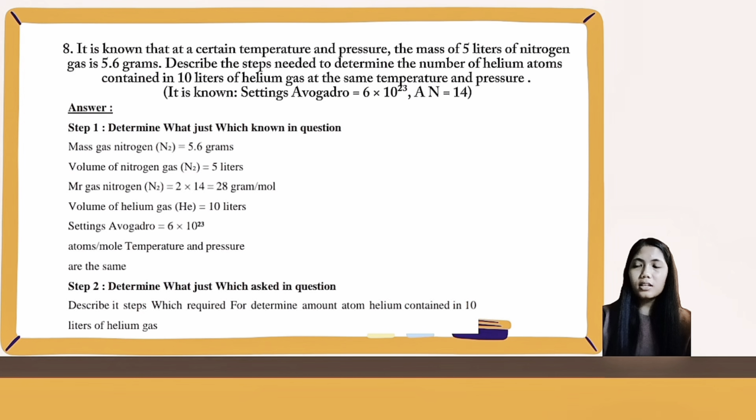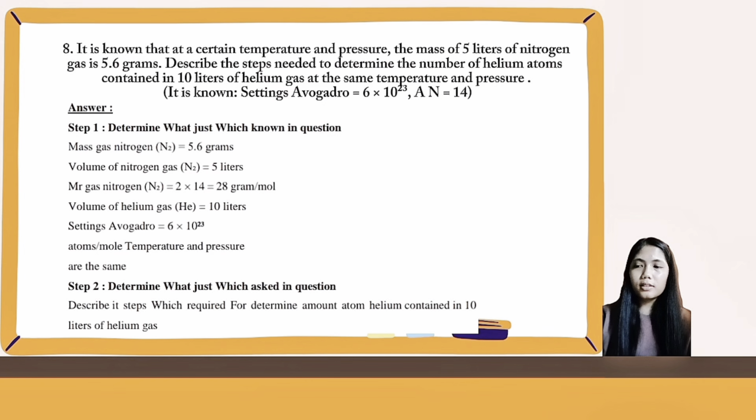The mass of nitrogen gas is 5.6 grams, the volume of nitrogen gas is 5 liters, and the Mr of nitrogen gas is 2 times 14, which equals 28 grams per mole. The volume of helium gas is 10 liters, and Avogadro's number is 6 times 10 to the power 23 atoms per mole. The temperature and pressure are the same.